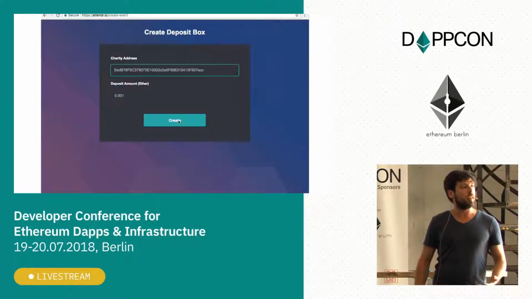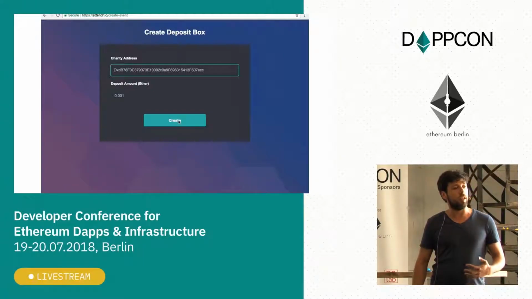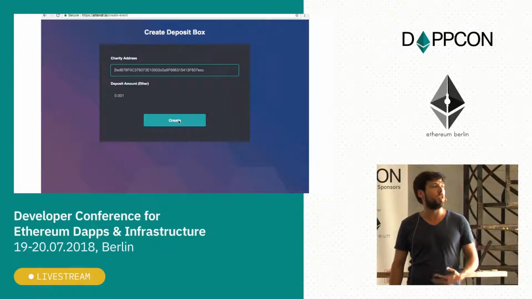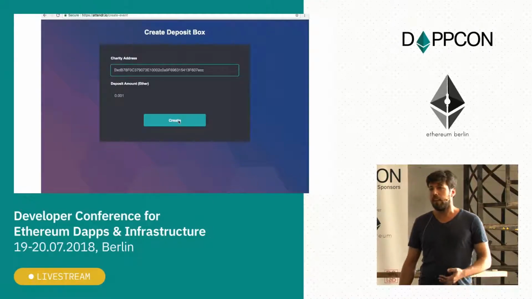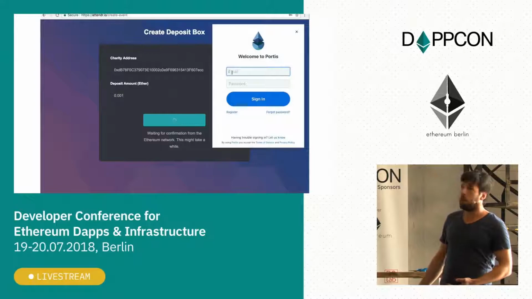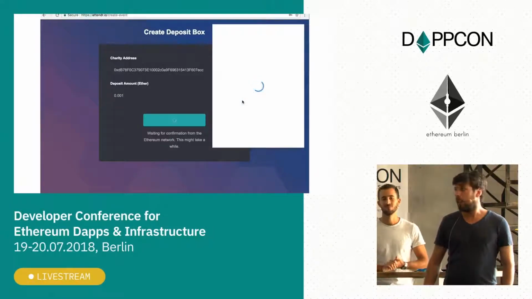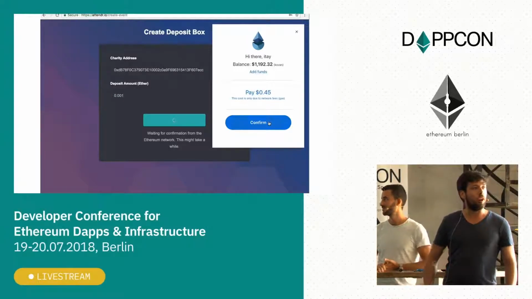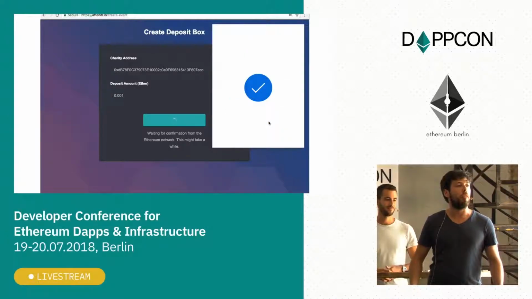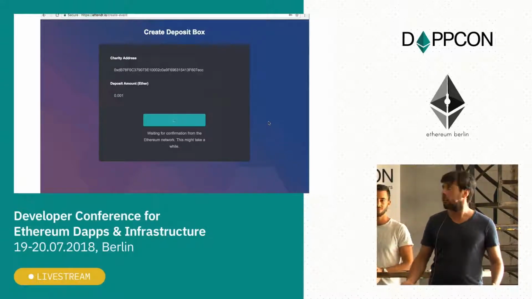When he clicks on create, that is the moment where he will actually need to sign and send a transaction to the Ethereum network. At this moment, the Portis window will pop up, showing him a familiar sign-in page and confirmation screen. He didn't need to install anything or understand the underlying mechanism of the Ethereum blockchain. All he did was sign in and hit confirm.